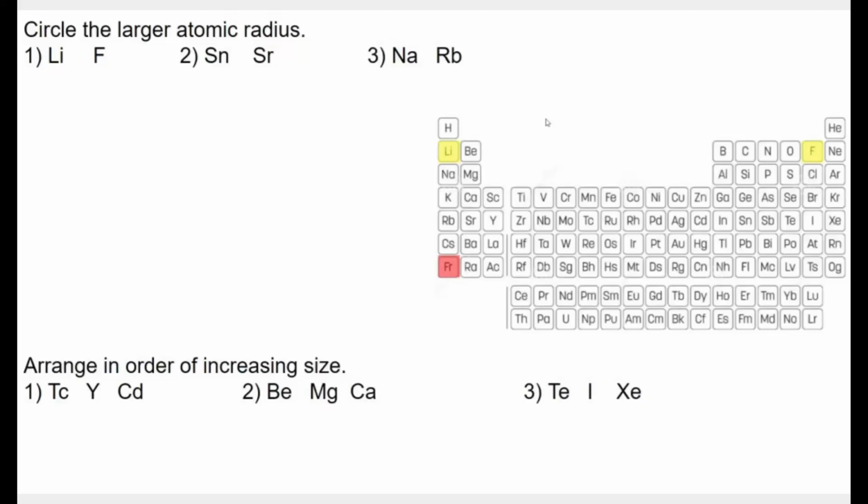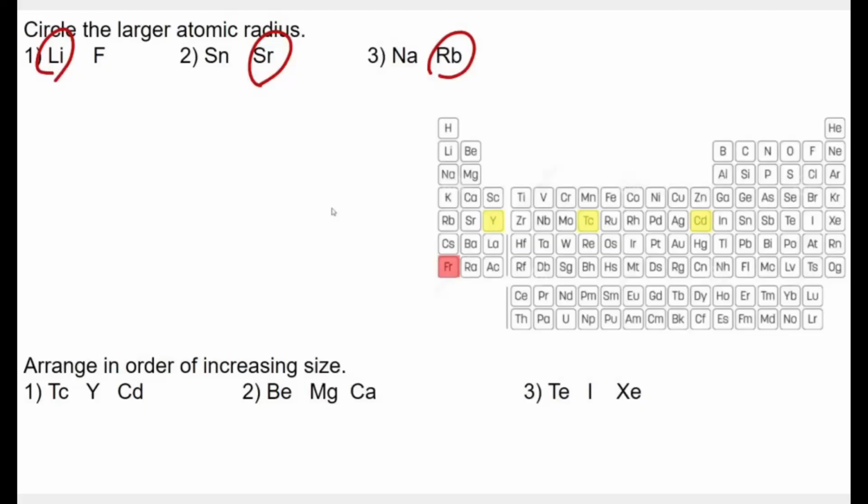So I've highlighted francium in red, and every time we look at one of these pairs of elements, Li and F, I've highlighted them here in my periodic table. It's asking us which one is larger. It's going to be whichever one is closest to Fr, which would be lithium. When we're comparing tin and strontium, strontium is a lot closer, so it's bigger. Looking at our next set of elements, sodium and rubidium, rubidium is closer, so it is larger.